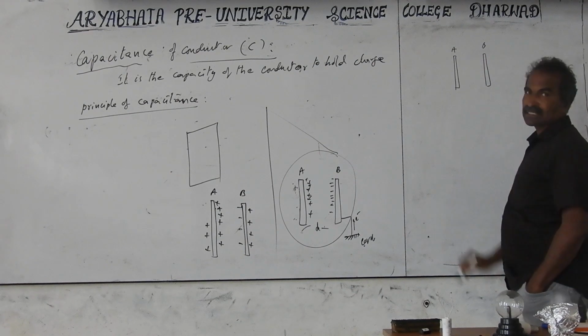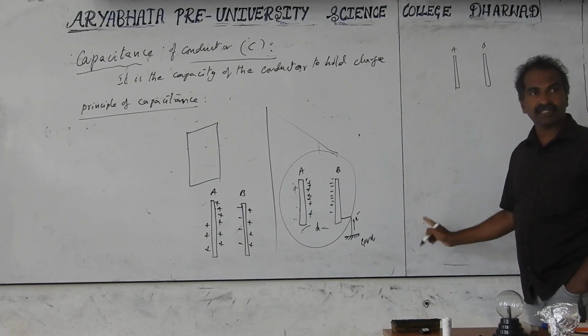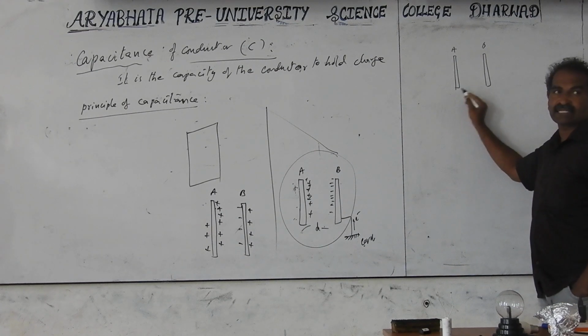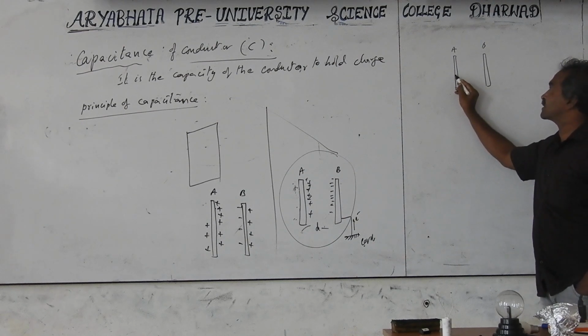Okay, the core is separated by some distance, the dielectric insulator. A is also insulated, vacuum also insulated. But that is what we are doing in the laboratory experiments: we take A only as a dielectric between these two. Now, connect this A and B to the batteries.